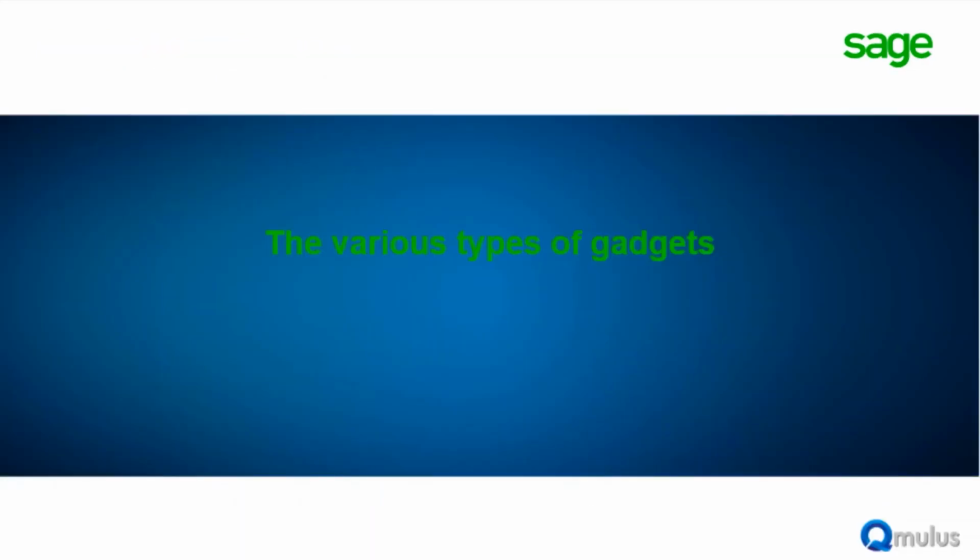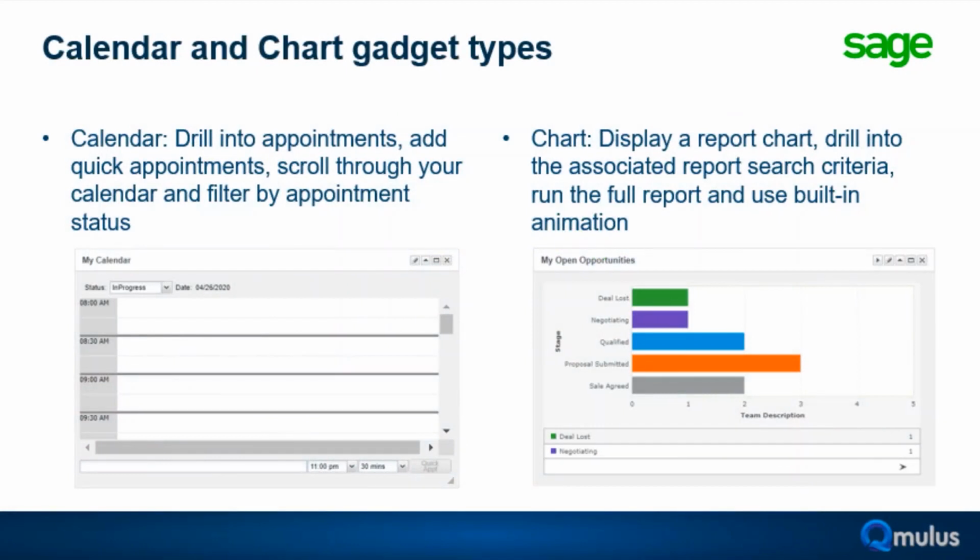Now let's take a look at the various gadget options within Sage CRM. The first gadget that we're going to look at is the calendar gadget. The calendar gadget allows the user to interact with the calendar in the following ways. The user may open appointments, filter their appointments, add new quick appointments, or simply browse the calendar.